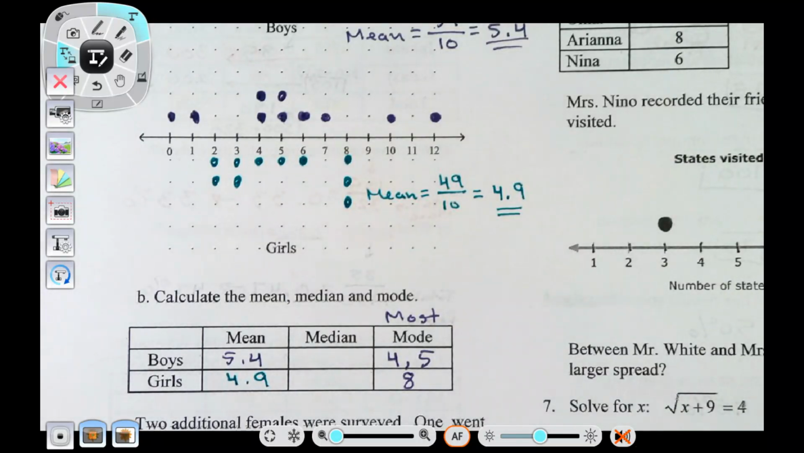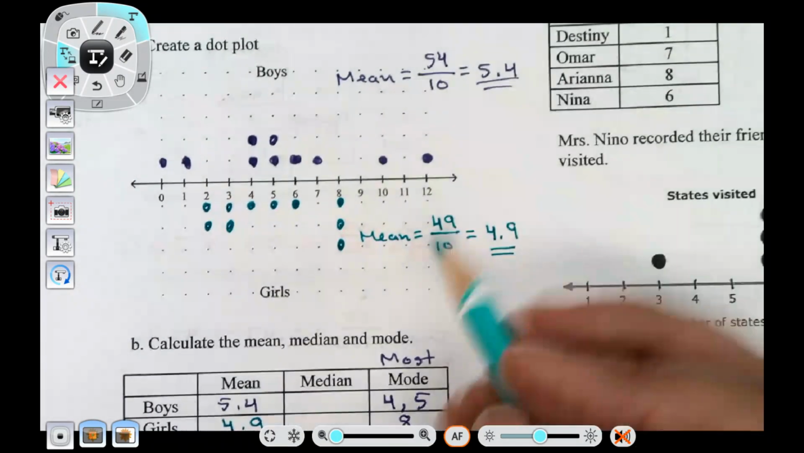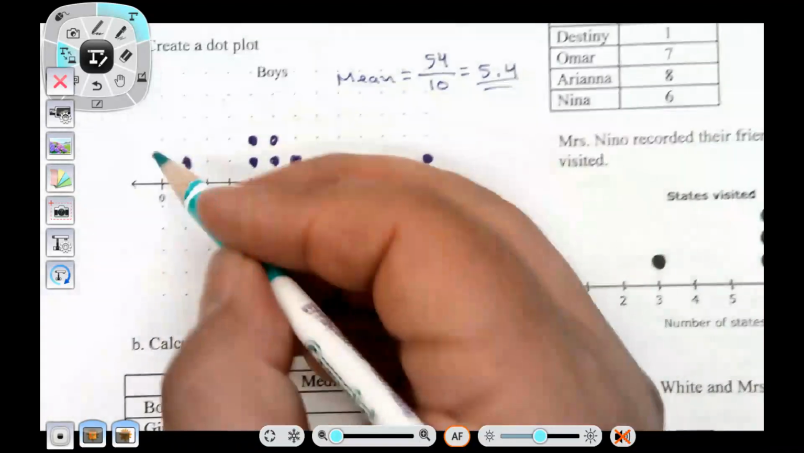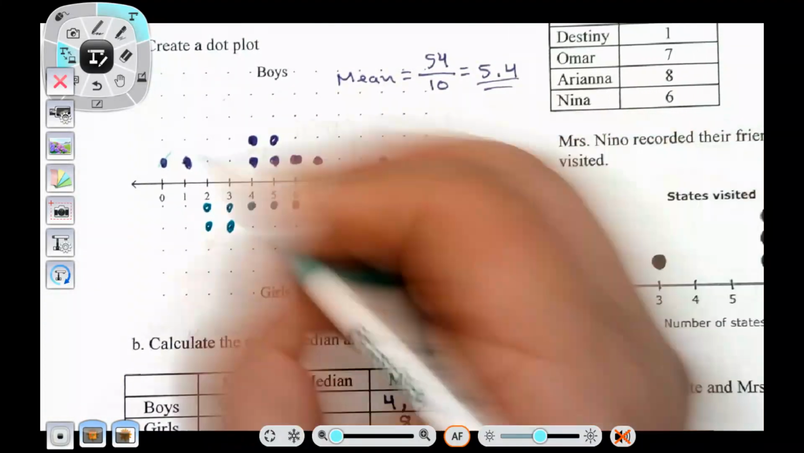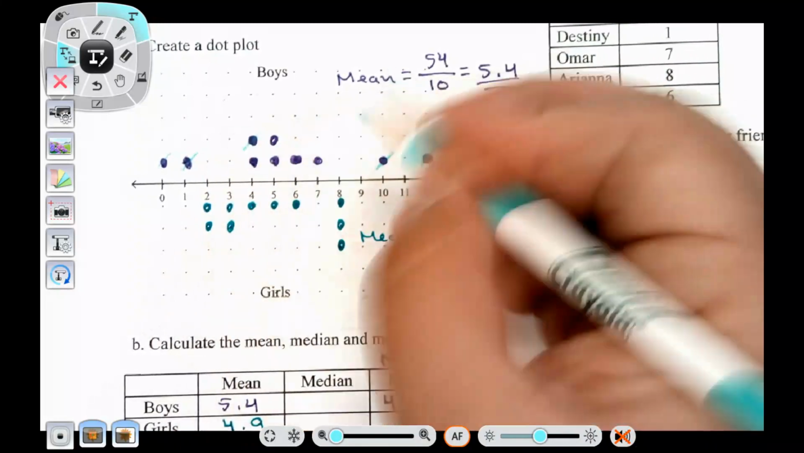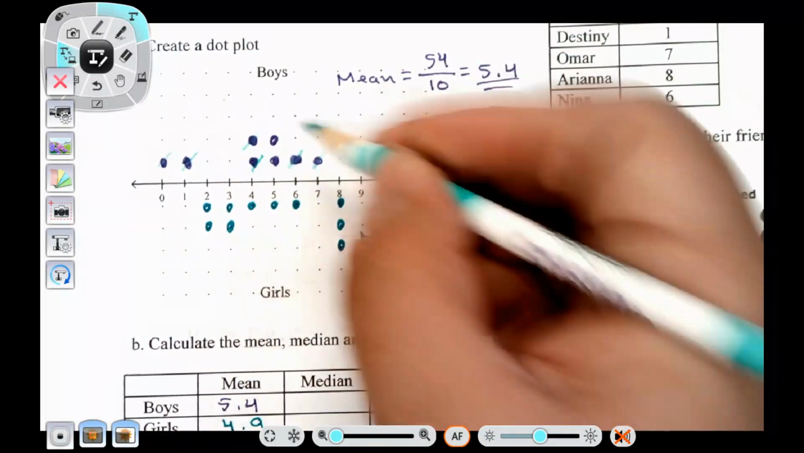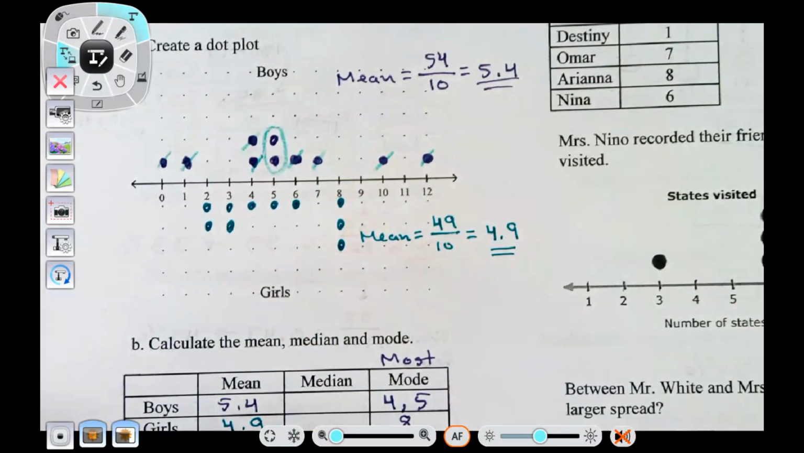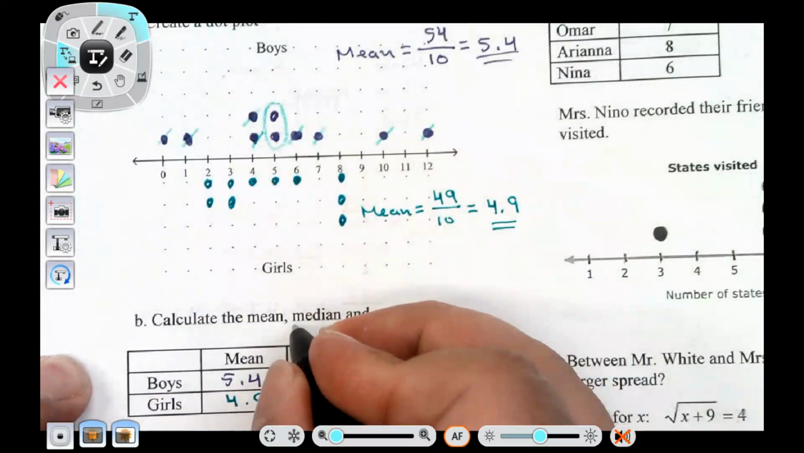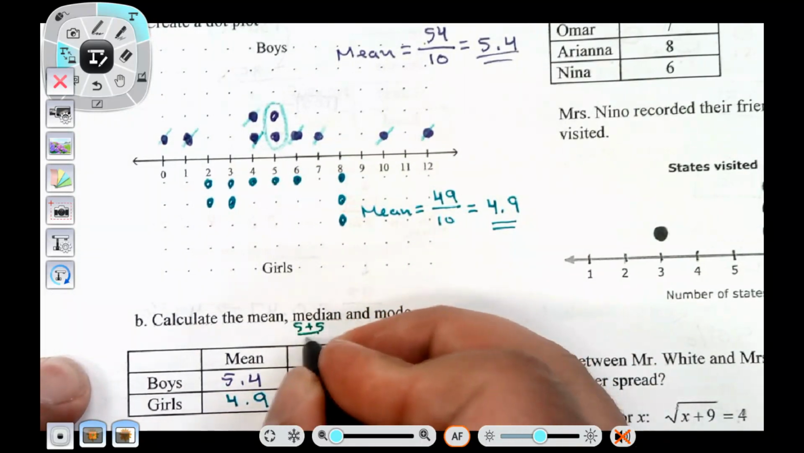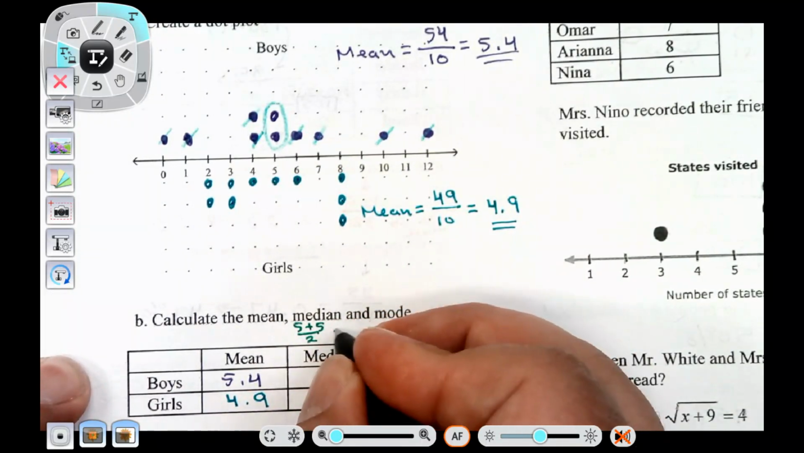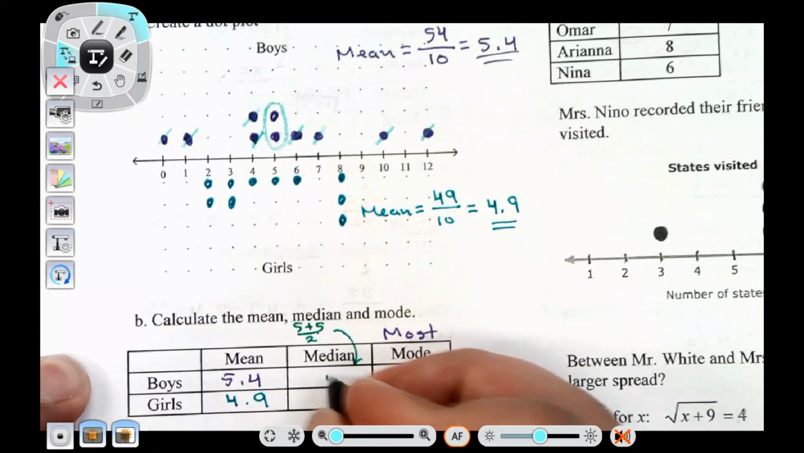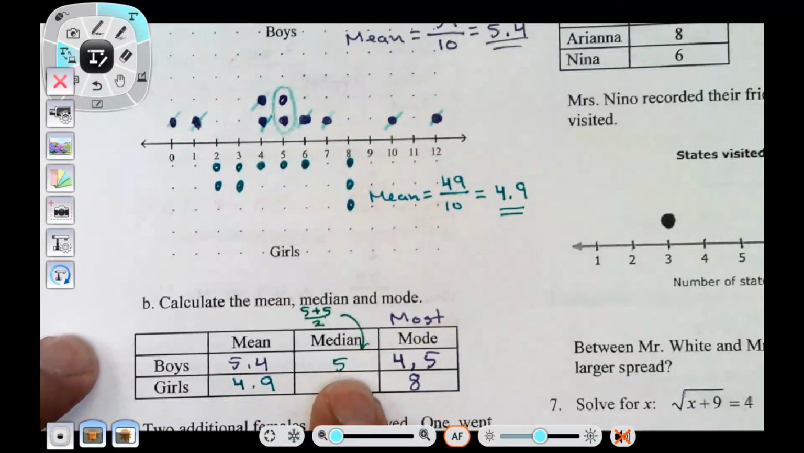All right, which brings us down to the median. So when we're doing the median, remember, that's when we cancel things out. One from the left, one from the right. We work our way towards the middle. So here we go. Let's go with the median for the boys. One from the left, one from the right. Left, right, left, right, left, right. And that's it. Look, I'm left with 2 dots on the 5. Now, technically, you could do this: 5 plus 5 divided by 2. But when you work that out, it's still going to be a 5. So there's the median for the boys, 5.